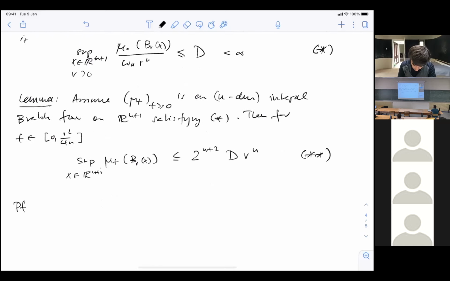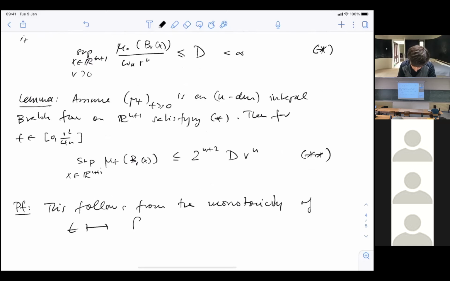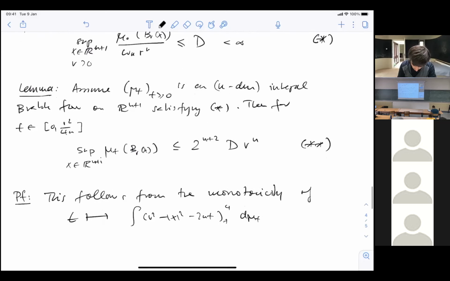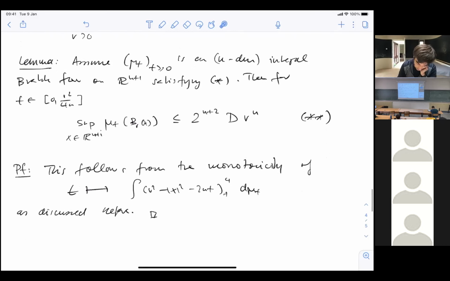And what is the proof here? It's just this very initial monotonicity we had. So this follows from the monotonicity of t maps to the integral of (r squared minus |x| squared minus 2nt) to the power 4 plus d mu t, as discussed before. But you see, this estimate is sort of okay, but if you want to get with time very far ahead into the future, you have to make the radius big. You have to use big radii. That's the problem.